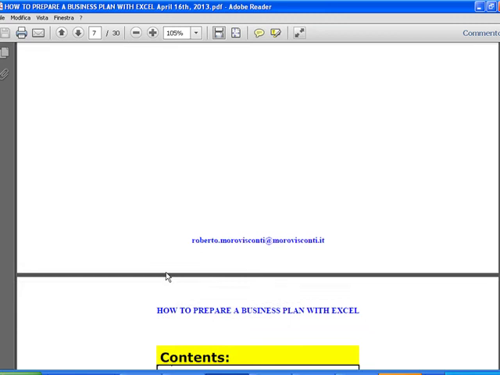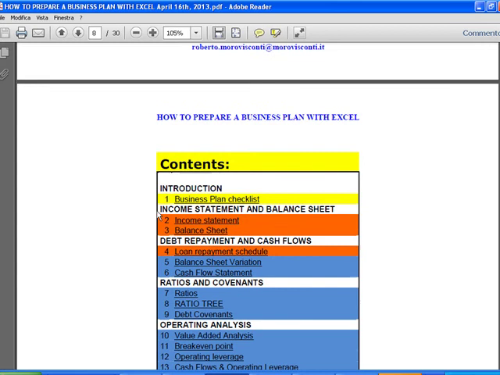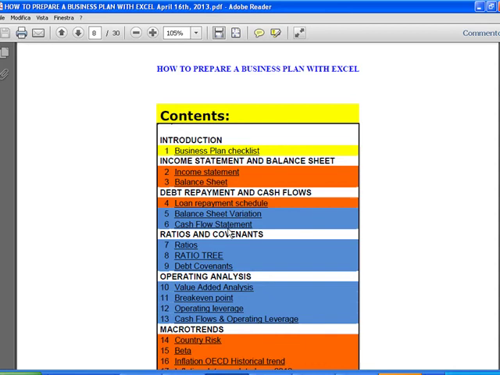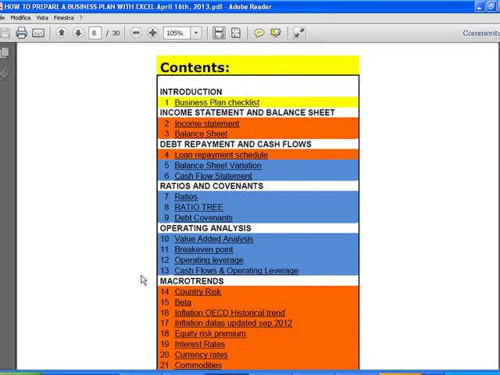This is the contents of the Excel file. Introduction, then you can see the red part: the input data, income statement and balance sheet, also a loan repayment schedule, how to get bank loans serviced. Then we have the blue output: balance sheet variation, the cash flow statement, which is an extremely important part, a core part of the business plan. Then we have ratios, debt covenants, operating analysis with value added, break-even, operating leverage.